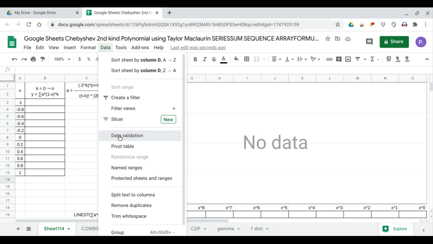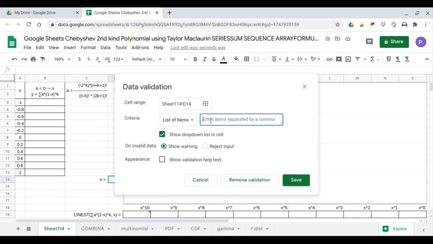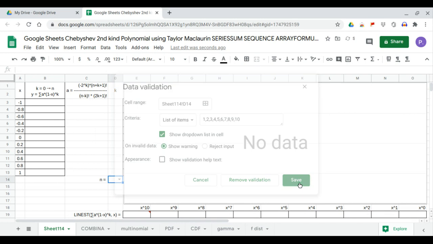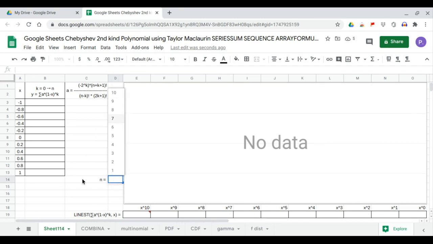So data validation, list of items 1 to 10. So these are the values of n, 1 to 10. And our k is equal to sequence of n plus 1, one column starting from 0 incremented by 1. So if n is 1, the value of k is 0, 1. If n equals 2, the value of k is 0, 1, 2. If n equals 3, then k is 0, 1, 2, and 3.